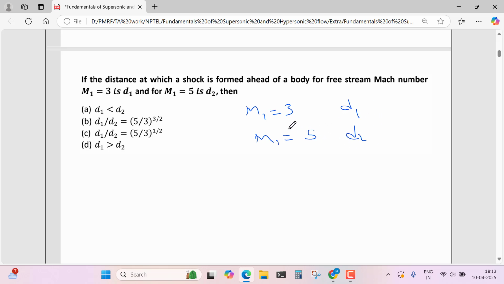The first thing to know is that supersonic and hypersonic flows are fairly complex flows. So there is no straightforward relation which can be found for the shock standoff distance of a body. So options B and C are wrong. The only possibilities are options A and D. Now let's say there is one body and there is one shock here, and this is the d1 distance, d1 or d2. And this is the flow M1.